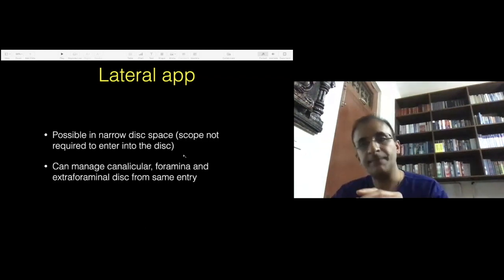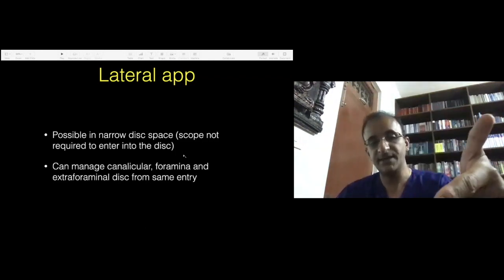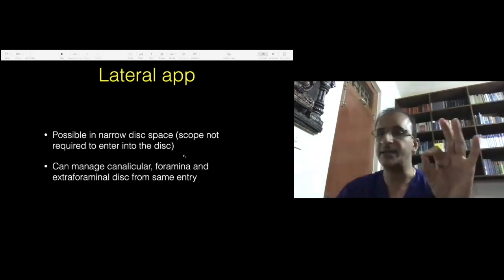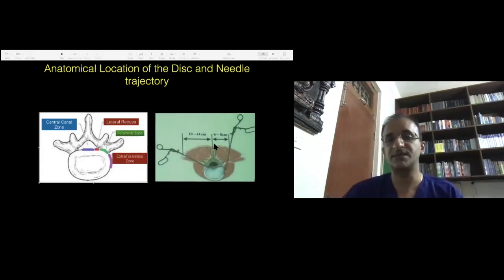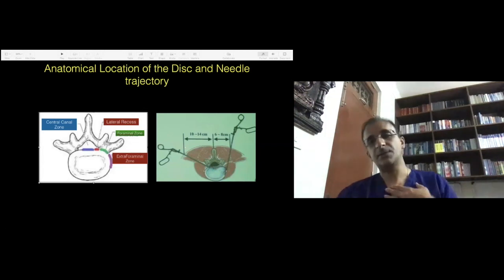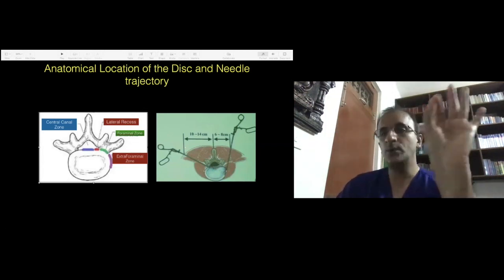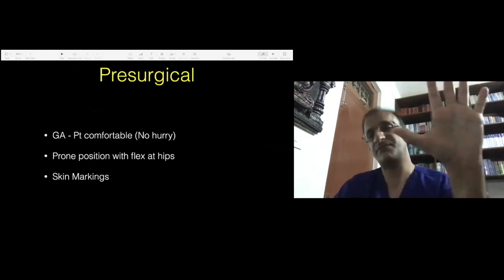This is a very important point: you can manage whether it is a canalicular disc, foraminal disc, or extraforaminal disc through the same entry. I will not change my entry point. For posterolateral, you must be aware that they take about 8 to 10 centimeters, 12 centimeters, and then they go for a paracentral disc herniation. For extraforaminal disc herniation, they'll be very near and they'll be going like this. For a lateral approach, as I do, that is the only way I enter, period. I don't need to see whether my entry points are fixed.